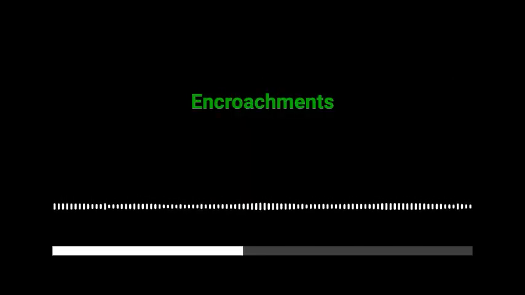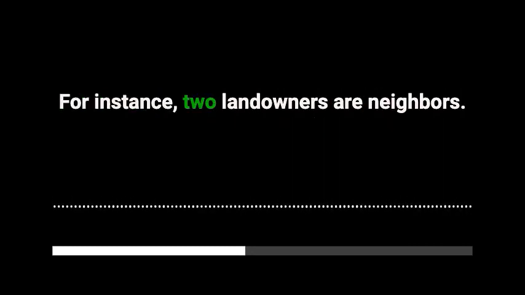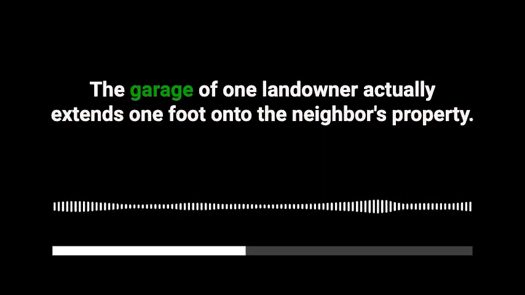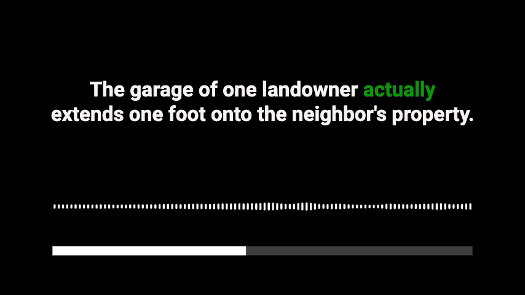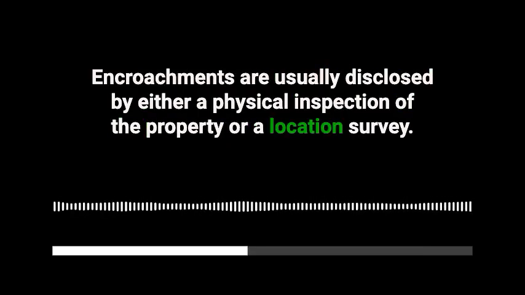Encroachments. An encroachment arises when an improvement or any portion of an improvement, such as a building, fence, or driveway, illegally extends beyond the land of its owner and covers some land of an adjoining owner, street, or alley. For instance, two landowners are neighbors. The garage of one landowner actually extends 1 foot onto the neighbor's property. This is an encroachment. Encroachments are usually disclosed by either a physical inspection of the property or a location survey.